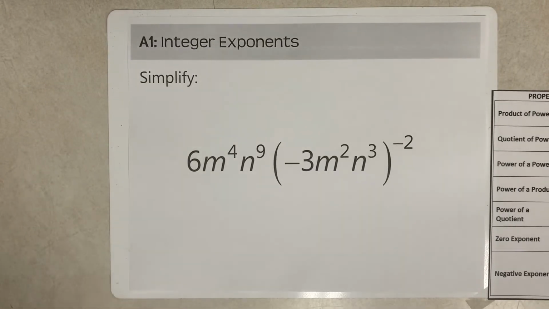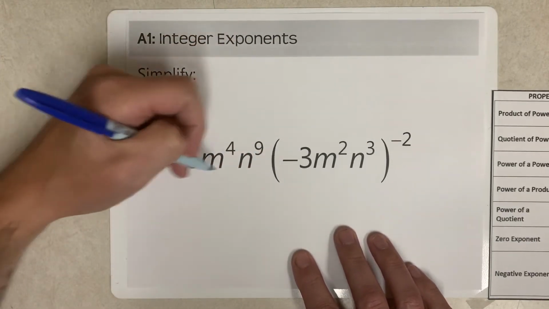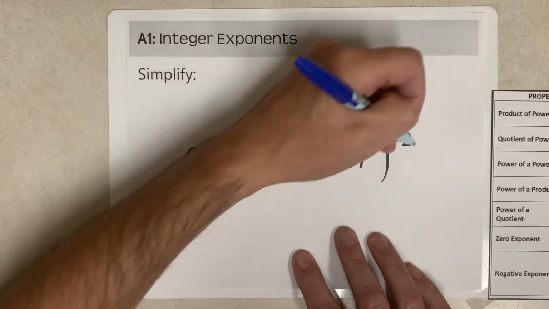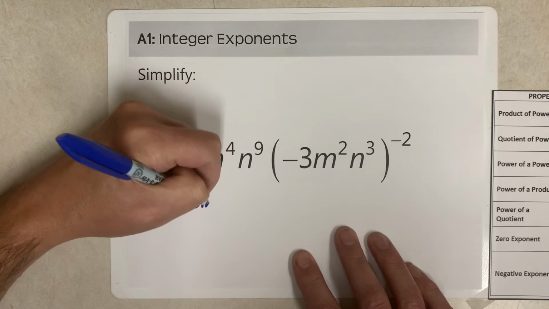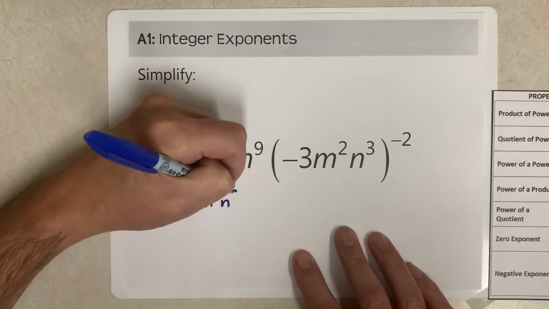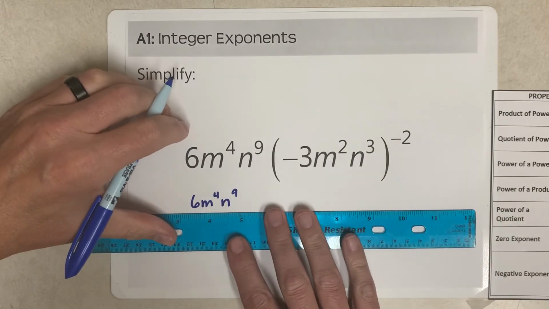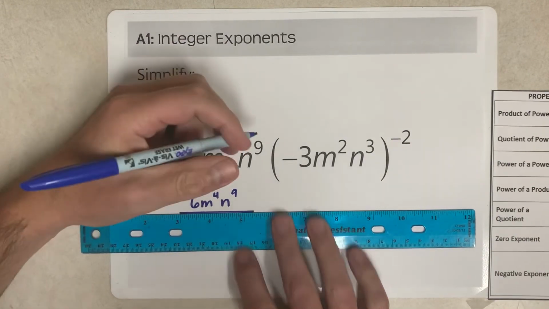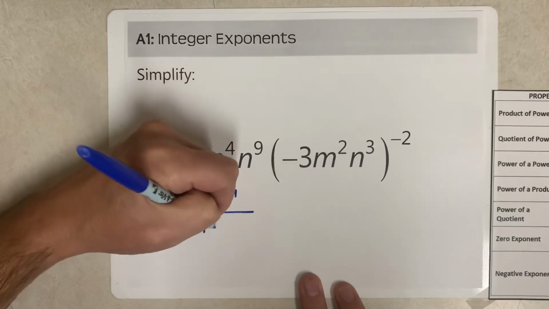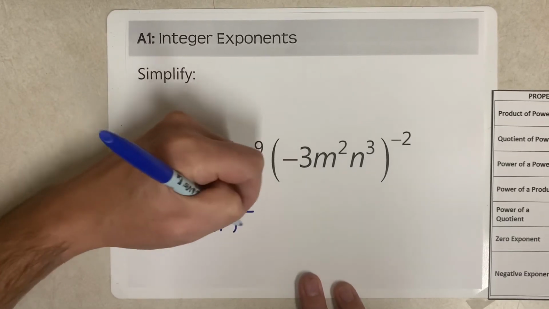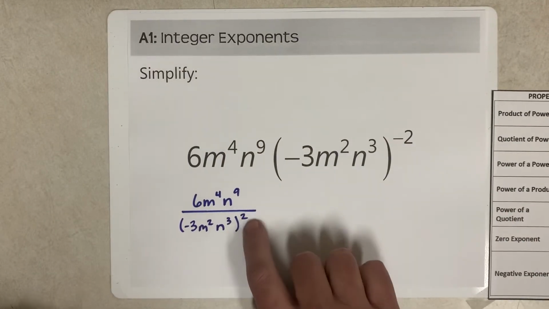All right, so here, this one is kind of interesting. This may take a couple steps. All of this has nothing to do with this. This is going to get flipped. This is not. So I'm going to get 6m to the 4th n to the 9th over all of this stuff squared. Okay, so negative 3 m squared n cubed, and all of that is going to get squared because I have a negative exponent and now it's been flipped down and now it's positive.